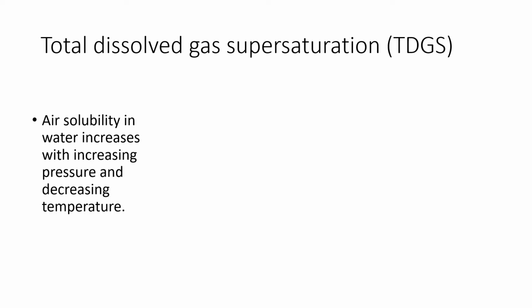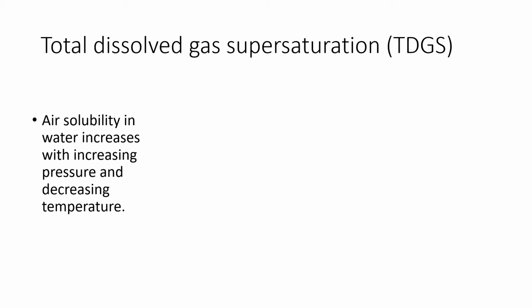Total dissolved gas supersaturation is something that could happen if the air content in water is higher than the solubility threshold in water. So the general rule for air solubility in water is that the solubility increases with increasing pressure and decreasing temperature. So at high pressures, water is able to hold more air than at low pressures. That would be because the molecules are compressed together, and that allows for more air to stay within or between the water molecules.